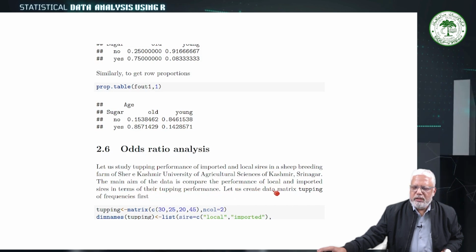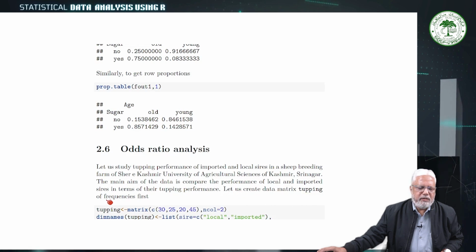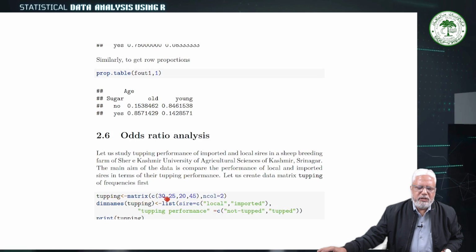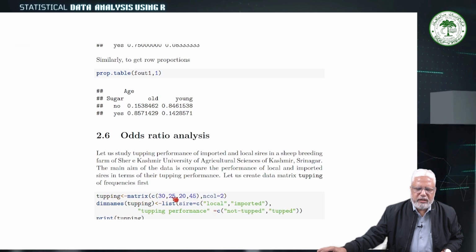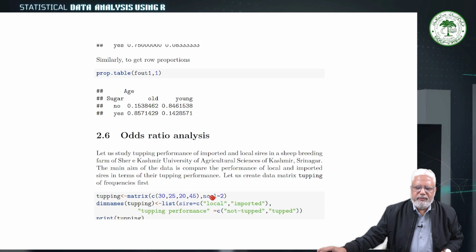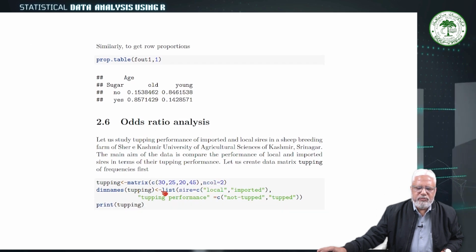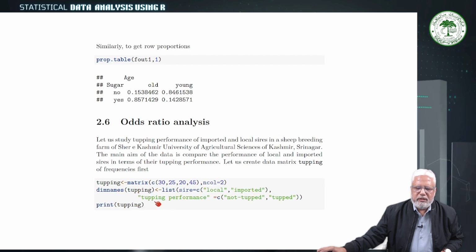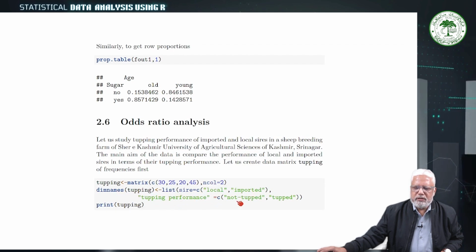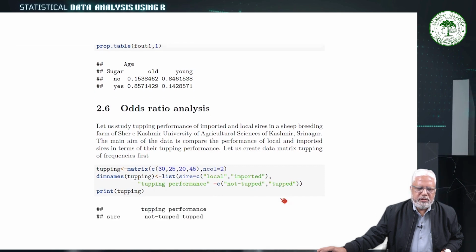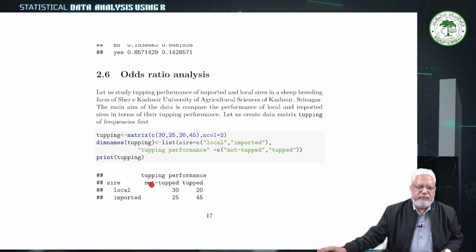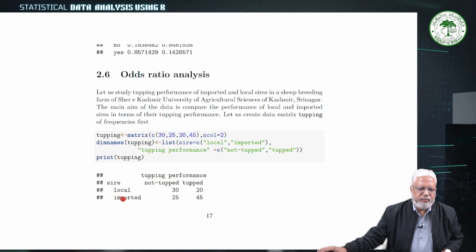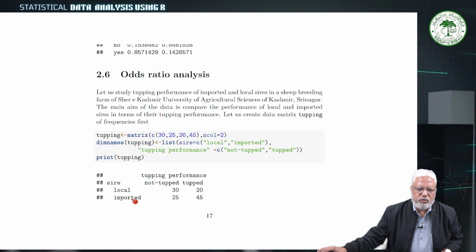Let us create a data matrix, topping, of frequencies first. Topping is equal to matrix of 30, 25 (this is real data), 20 and 45, ncol equal to 2. Then dimnames: local versus imported, and topping performance: not topped, topped. So it gives the output like this: topping performance, not topped and topped; sires, local and imported. The imported breed was Australian Merino.